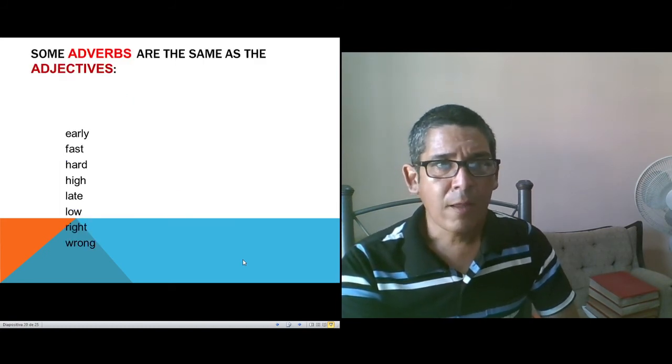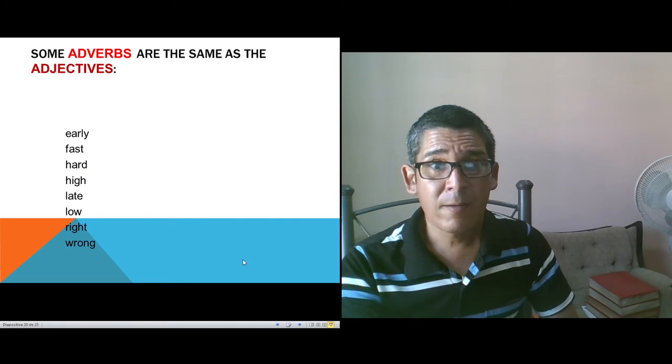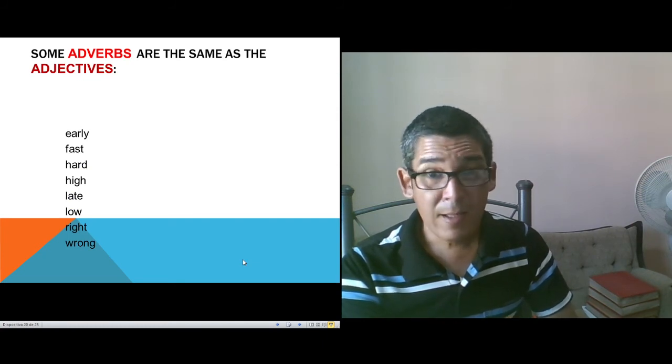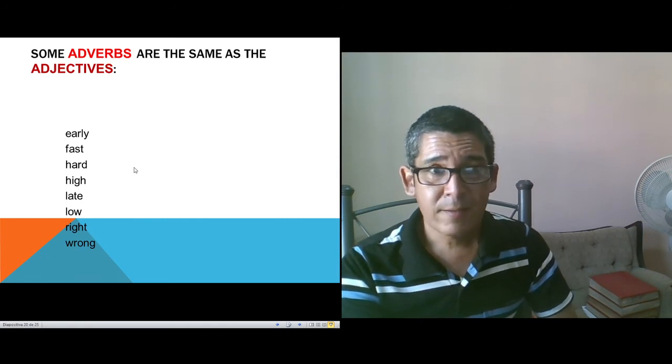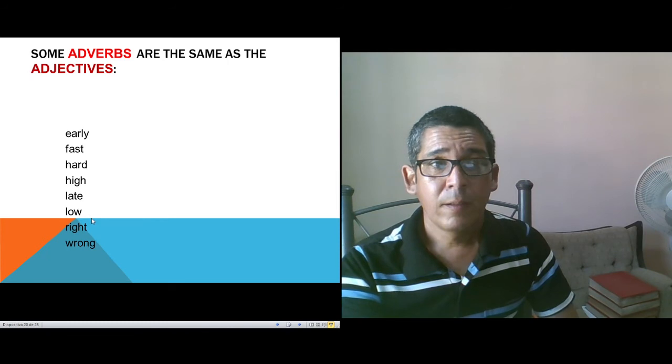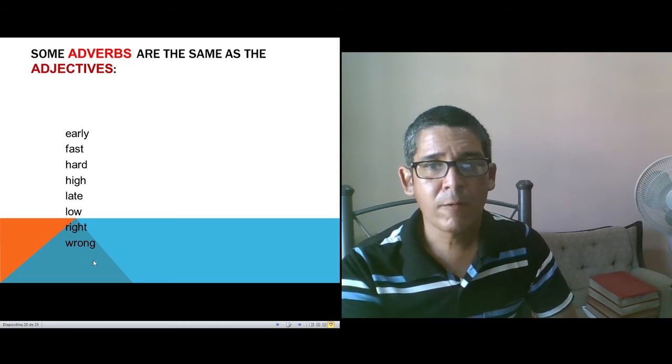There are some adverbs that are just the same as the adjectives. Okay? For example, early, fast, hard, high, late, low, right, wrong. So working as adjectives, but also they can be working as an adverb of manner.